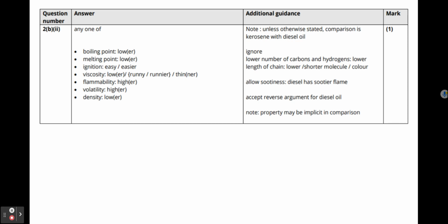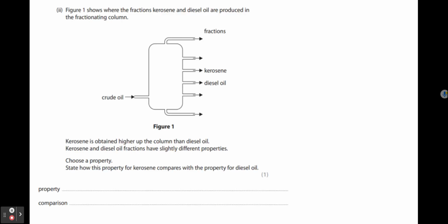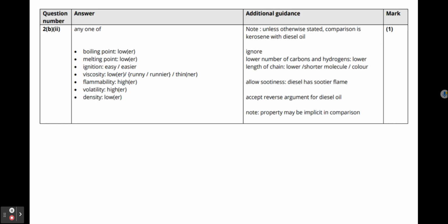The most common ones to pick here, I think, were boiling point. For this question, it asks us to give the property, so we could say the boiling point, and kerosene would have a lower boiling point because it's higher up in the column. Its melting point would be lower. It would be easier to ignite. It would have a lower viscosity, a higher flammability, a higher volatility, and a lower density.